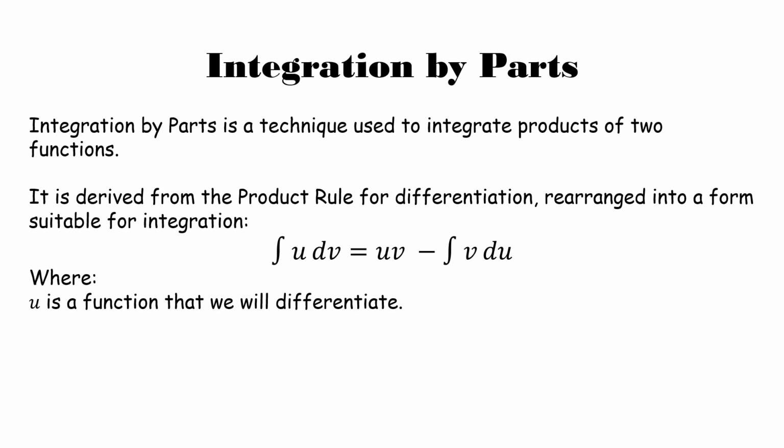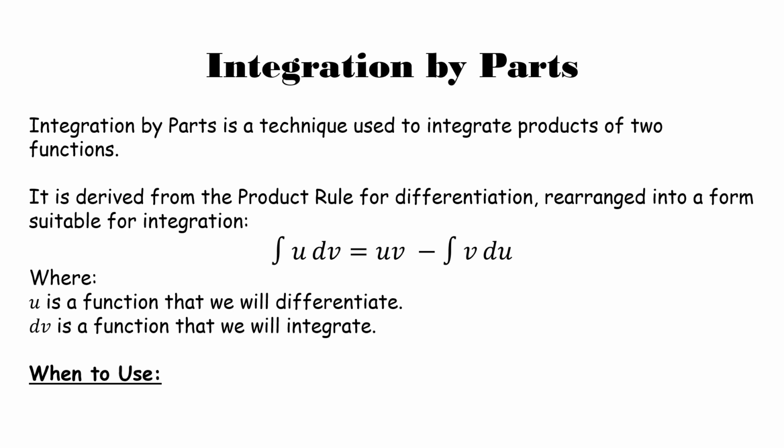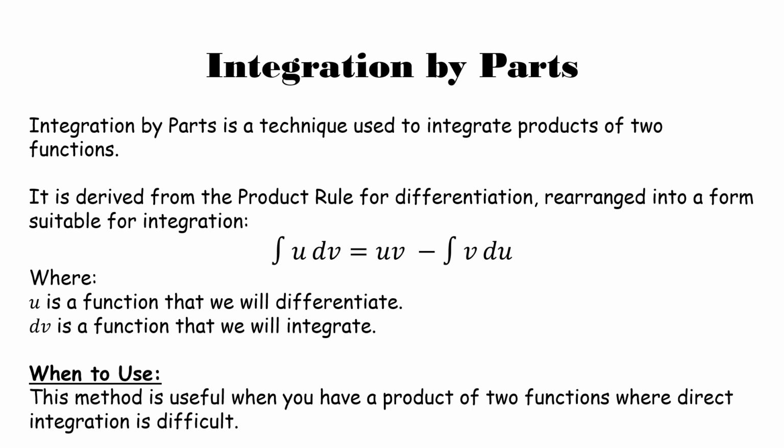So we break our original integral into u, which is the function we differentiate, and dv, the function we will integrate. It's going to be useful when you have a product of two functions where direct integration is going to be difficult.